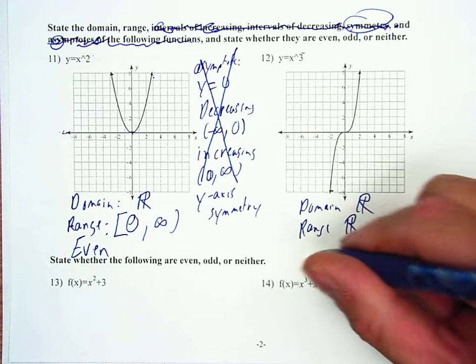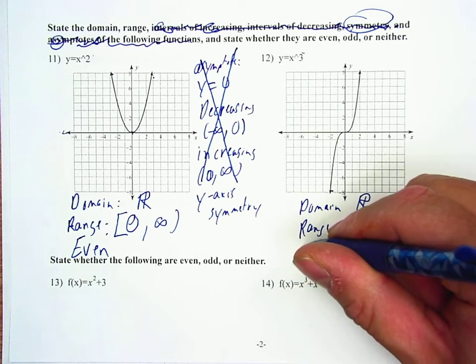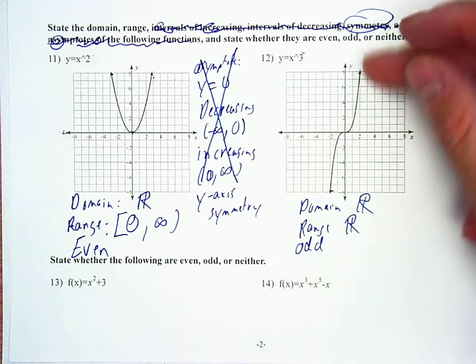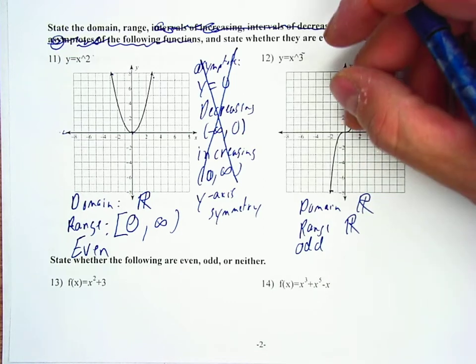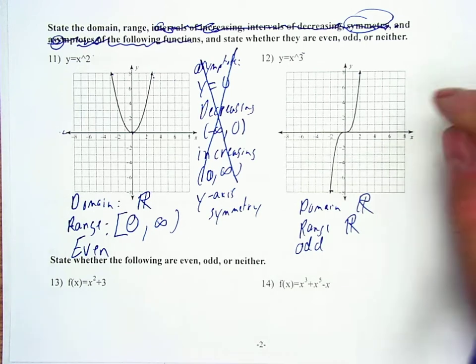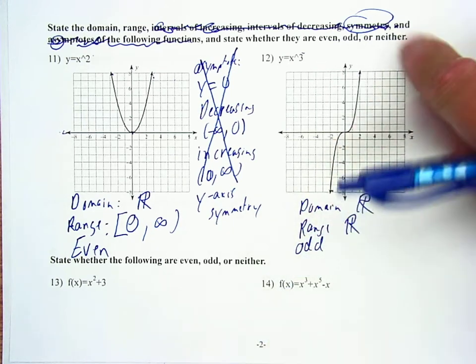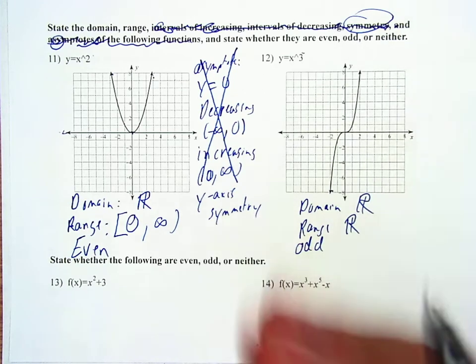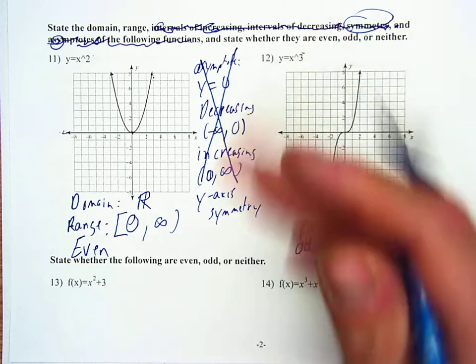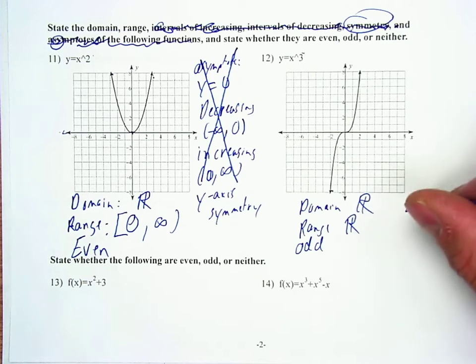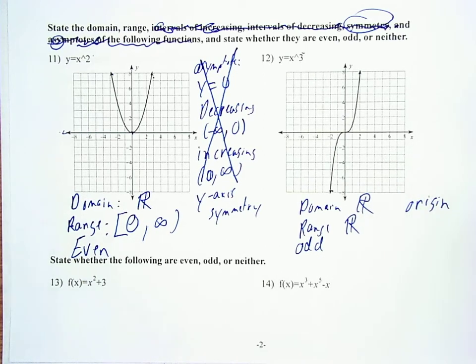This one's odd. X cubed is odd. And the symmetry here, it can't fold straight down over x. It can't fold straight across over y. But it can fold across the origin. It does have origin symmetry. So for origin symmetry, again, what you look at is, when you plug in negative y and negative x, does it keep it the same? So this does have origin symmetry.